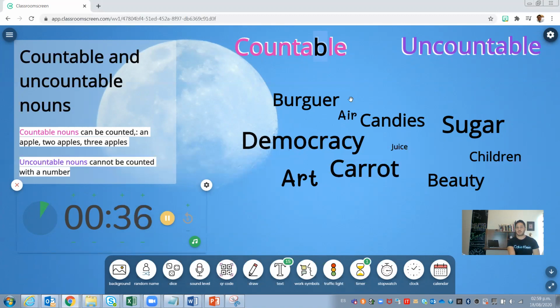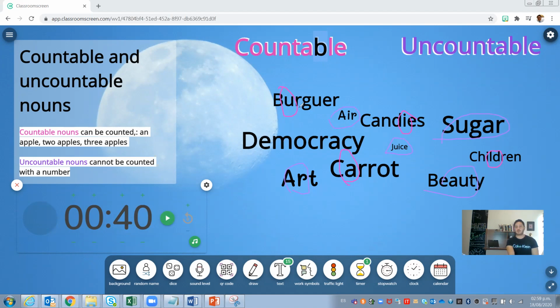With purple, let's circle those that are uncountable. For example, sugar, it's uncountable. Juice, uncountable. Air, uncountable. Beauty and art. And with pink, carrot, candies, burger, and children. Time's up. Okay, let's review it then.